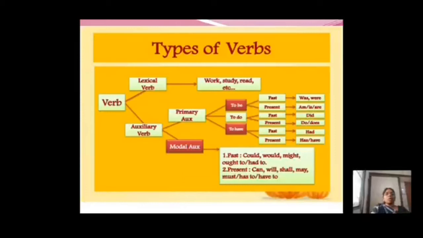Okay, modal auxiliary verb. You have present tense as can, will, shall, may, must, have to, has to. Past tense is could, would, might, ought to, had to. So all these are considered as modal auxiliaries. So I hope the types of verbs are clear here. Is it clear? Right? Now what we are going to have is a small test for you. It's a small test for you in this session about verbs. Okay.